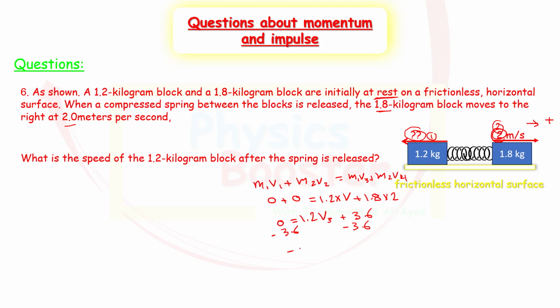Now, I can move the 3.6 to the other side by subtracting 3.6 from both sides. And I can say that negative 3.6 is equal to 1.2 multiplied by V3, which is unknown. If I divide both sides by 1.2, I will get that V3 is equal to negative 3 meters per second. Now again, the negative sign right here is only an indication of the direction, and it's common sense. It's going in this direction.